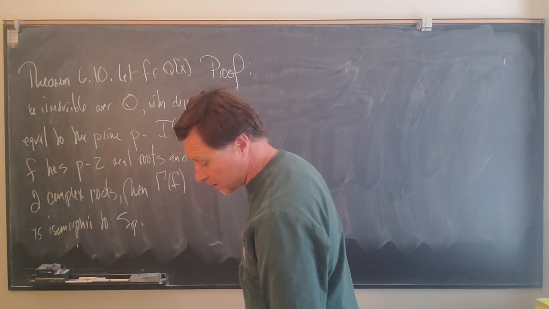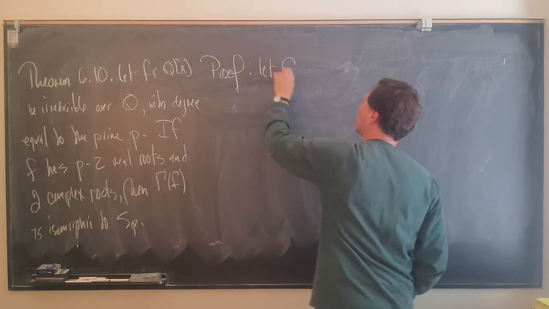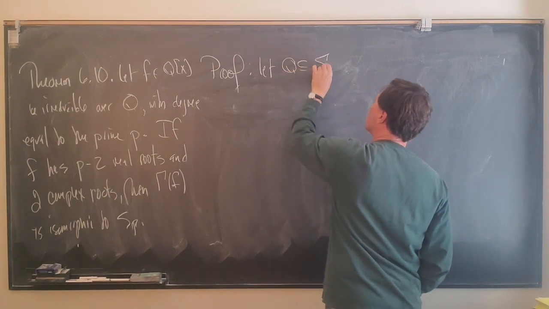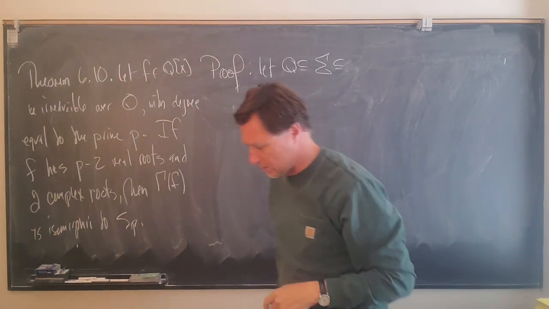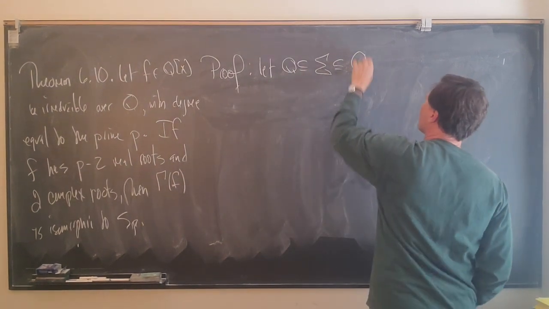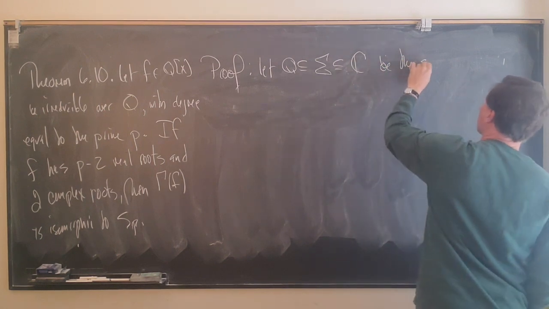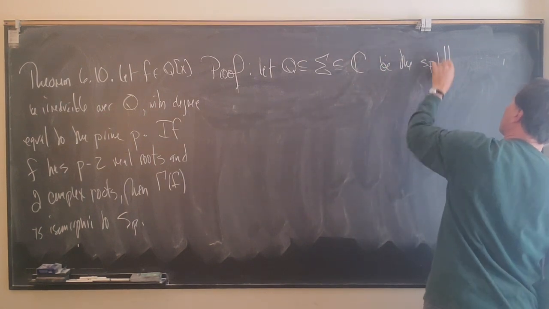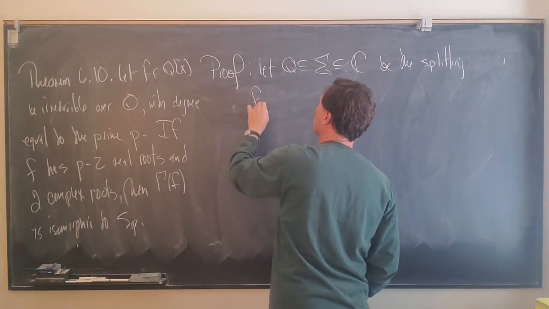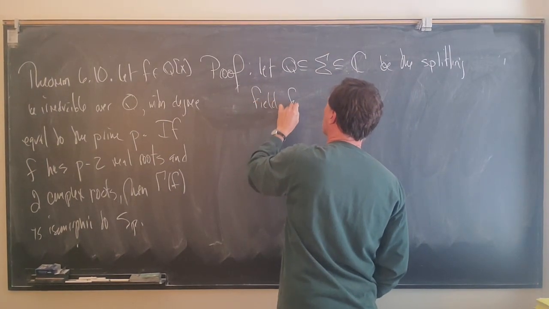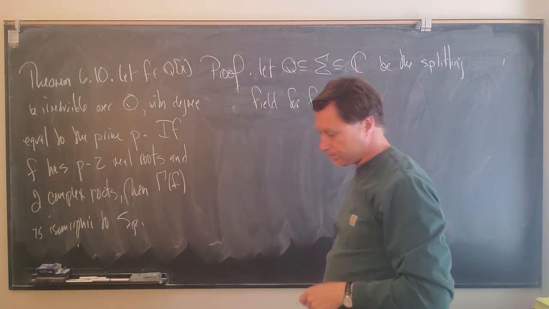Okay, so we need a splitting field here, so let sigma be the splitting field, so let Q contained in sigma, contained in C, be the splitting field for f over Q.